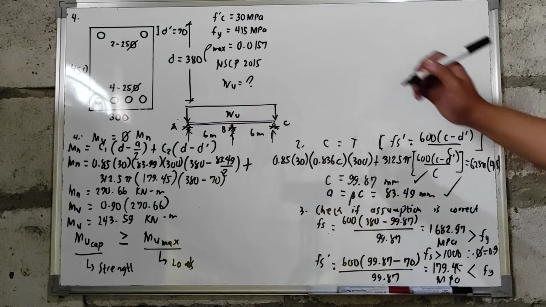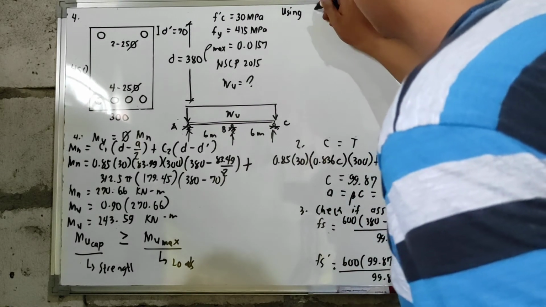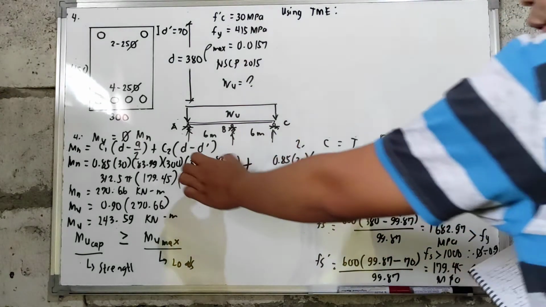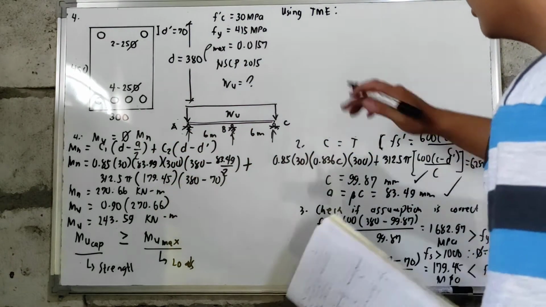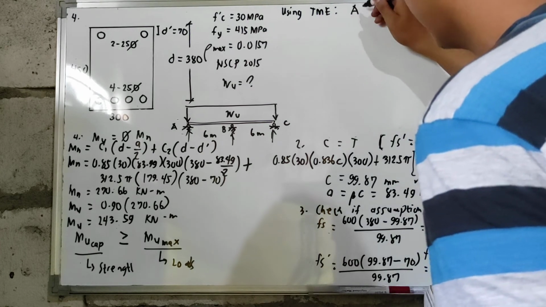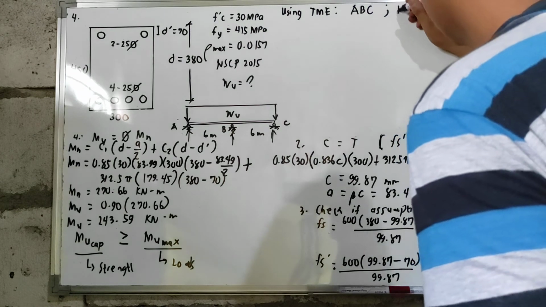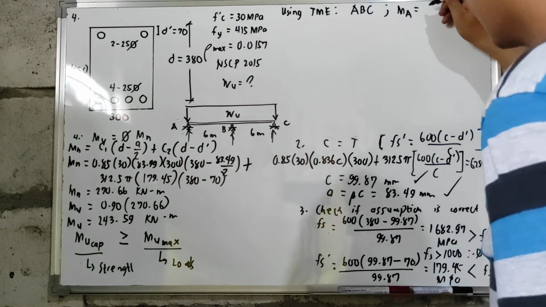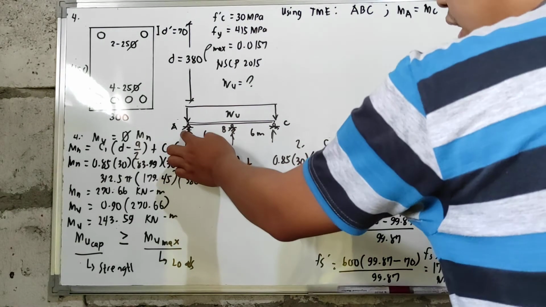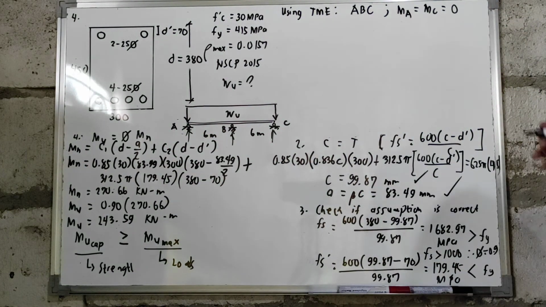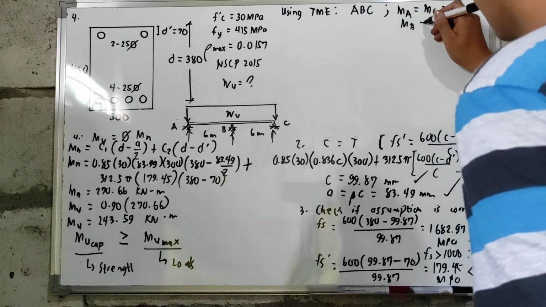Using 3-moment equation, gagawin natin yan is meron tayong tatlong points, yung A, B, at saka C. Kaya nga 3-moment equation, point A, B, and C. So, mapapansin natin at span A, B, C. So, yung MA natin at saka yung MC natin, they are exterior supports. So, yung value ng moment natin dyan is 0. So, magkakaroon lang tayo ng value dyan for MB.